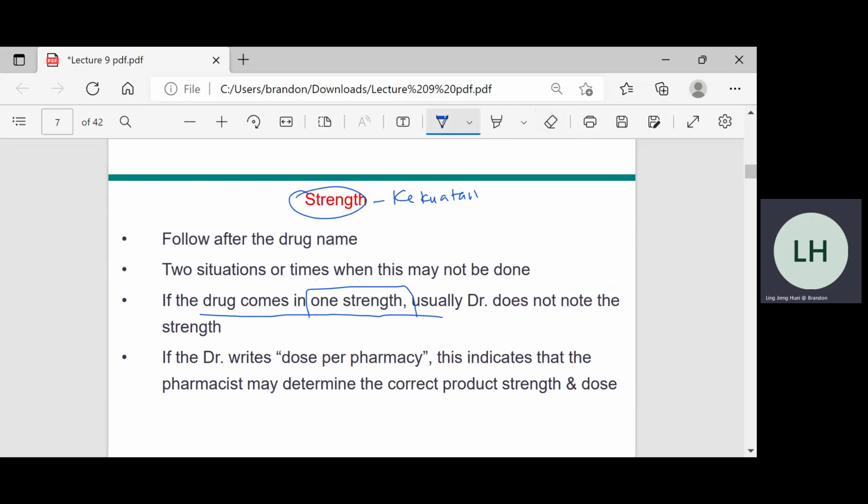Tapi kalau dalam satu hospital, contohnya kita ada morphine, let's say it's 10 milligram, ataupun morphine 20 milligram, doktor akan tuliskan itu strength untuk bagi tahu kita bahawa ubat ini kita kena bagi 10 milligram ataupun ubat yang lain mungkin morphine 20 milligram begitu. Okay, so if it's only one strength saja, doktor tidak akan bagi tahu lah.